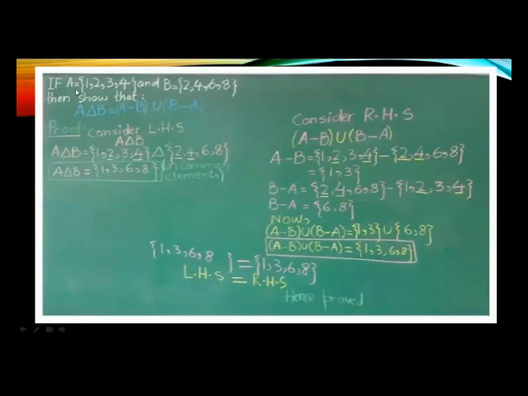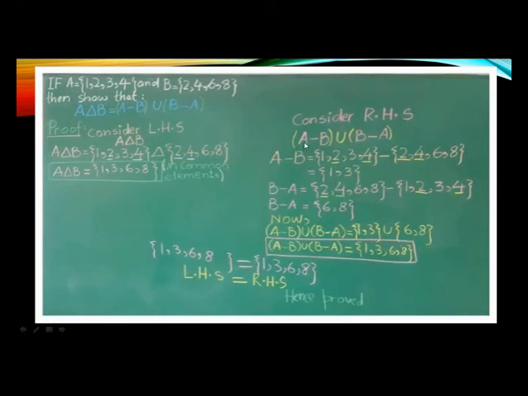This is the next question, in which set A has 1, 2, 3, 4 and B has 2, 4, 6, 8. Then show that A delta B equals A minus B union B minus A. So we take the left hand side, we write A delta B, write the two sets, and here we observe that 2 and 4 are the common elements, we drop them, and then we write all the uncommon elements of both. So in this way we have 1, 3, 6 and 8. In this way we have found the symmetric difference between A and B.